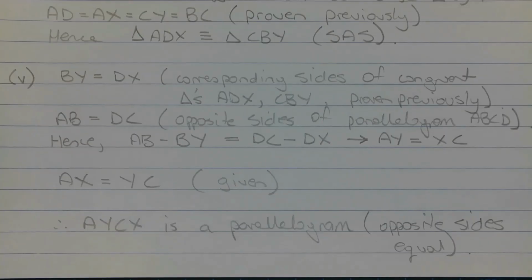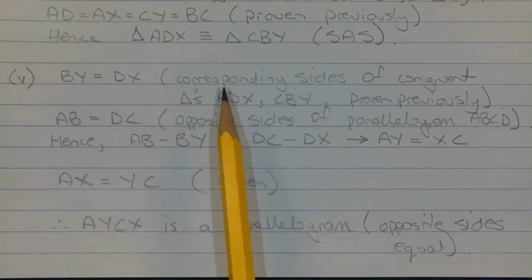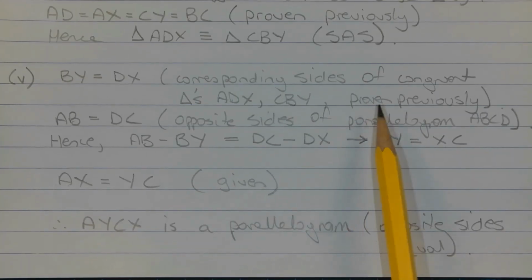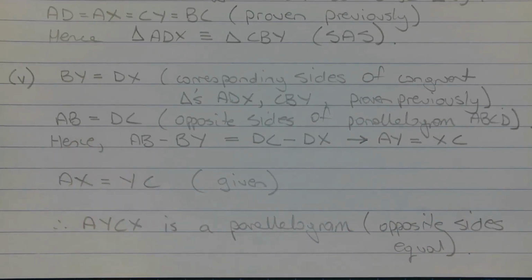And I'll go through it quickly one more time. BY equals DX, corresponding sides of congruent triangles ADX and CBY, which was proven previously. AB equals DC. The reason is opposite sides of parallelogram ABCD, of course, are equal. Hence, AB minus BY is equal to DC minus DX, which implies that AY is equal to XC. Now, AX is equal to YC, which is given. Therefore, AYCX is a parallelogram, and the reason is opposite sides are equal.